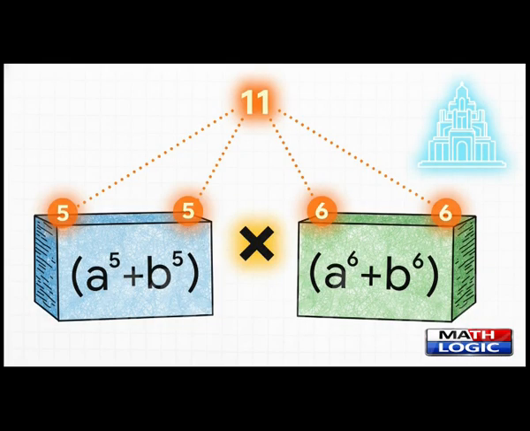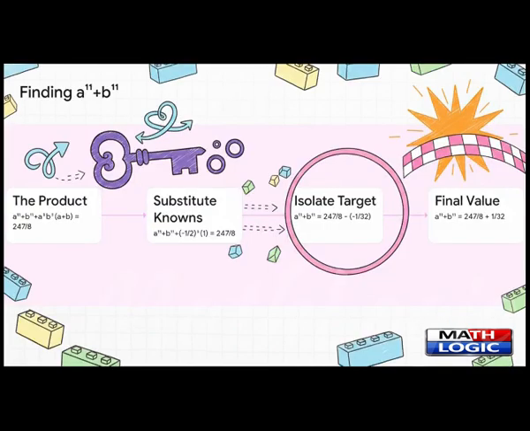So here it is, the final move. We multiply these two big blocks together because 5 plus 6 equals 11. This is the step that will finally generate the a to the 11th and b to the 11th terms we've been hunting for this entire time. We multiply them out, and just like before, we get our target terms plus a little extra bit in the middle. But by now, we are experts at this. That middle term is just our secret key to the 5th power. We plug in the numbers, isolate our target, and we are right there at the finish line.